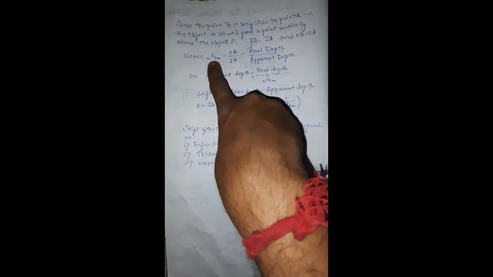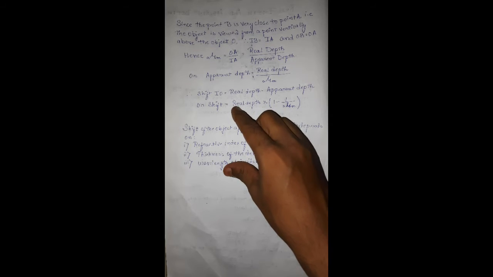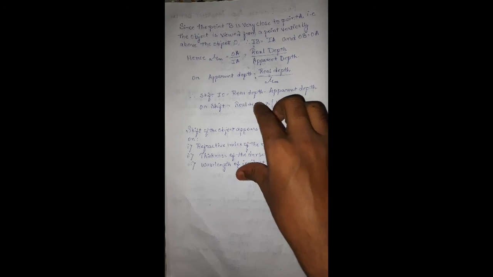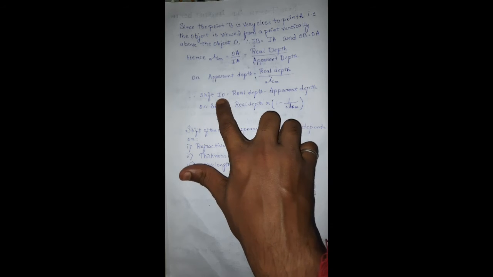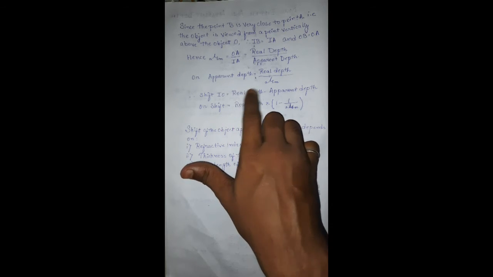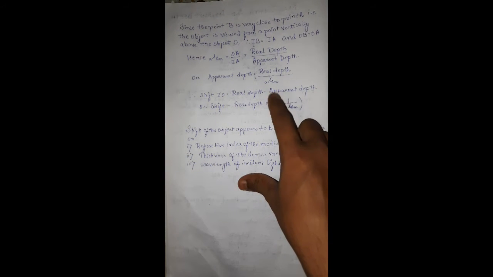Therefore, the refractive index of medium with respect to air, OA by IA, is equal to real depth by apparent depth. Now, we can write apparent depth is equal to real depth by the refractive index of medium with respect to air, correct? Therefore, the shift is equal to real depth minus apparent depth, original minus the apparent which we are seeing.